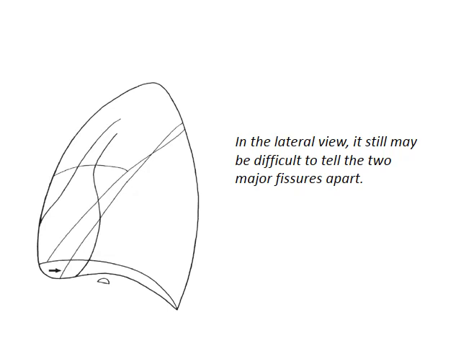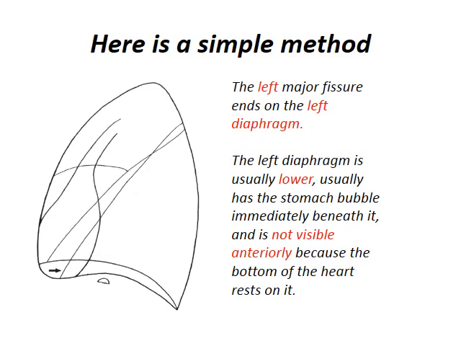So in the lateral view, sometimes it's difficult to differentiate the two major fissures. So there is a simple method. The left major fissure ends on the left diaphragm. The left diaphragm is usually lower and it has a stomach bubble immediately beneath it, and it is not visible anteriorly because the bottom of the heart rests on it.